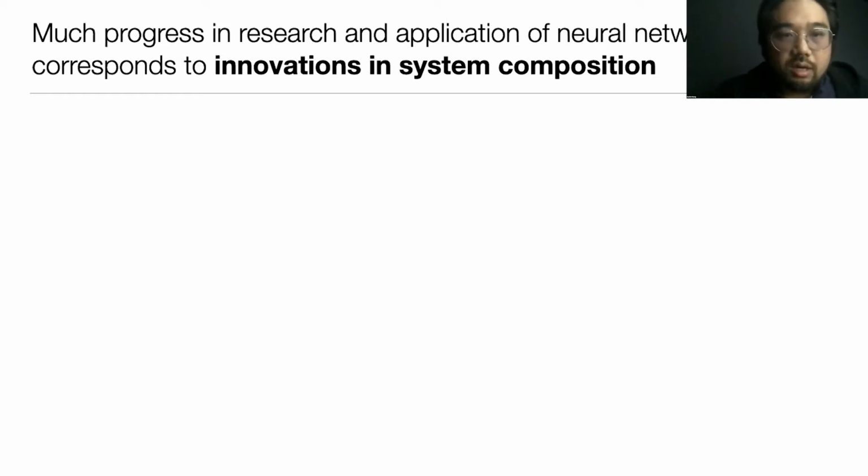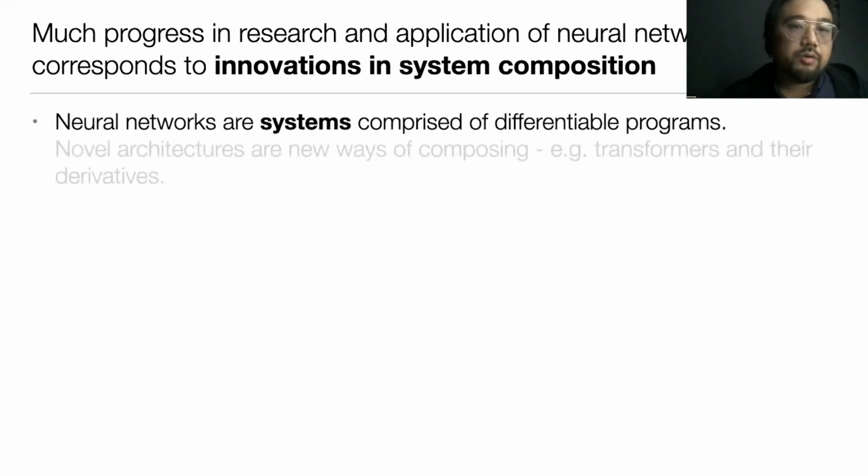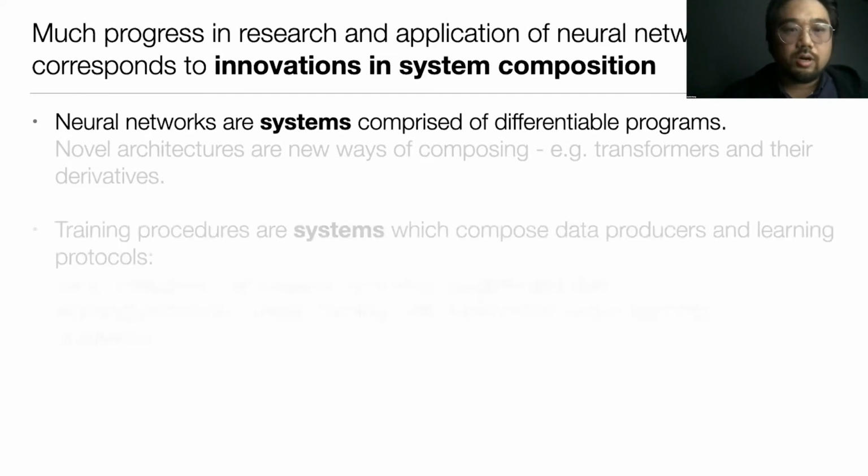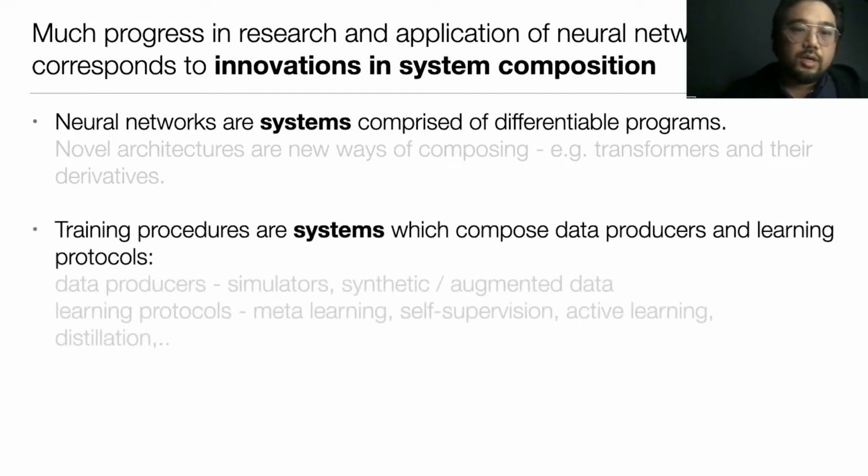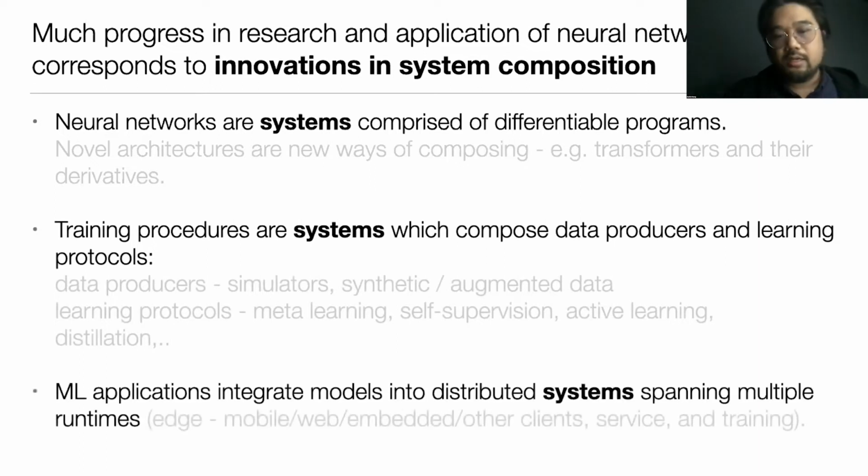All this is to say that when we think about progress in neural networks in research and application, they all correspond to innovations in system composition, right? We talked about how neural networks themselves are systems described by differentiable programs, and new ways of composing, such as transformers, are where a lot of the innovation comes from. New ways of thinking about teaching machine learning models are all about building systems which compose data producers and different learning procedures. And finally, pulling this together into an application is all about integrating models into distributed systems spanning multiple runtimes.